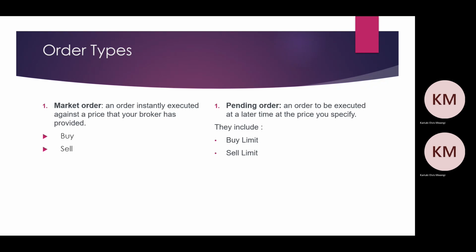The market order is instant execution against a price that your broker has provided you. For example, if I tell you right now, buy gold 100 pips, sell gold 100 pips, that's the market order. That is a direct market order.